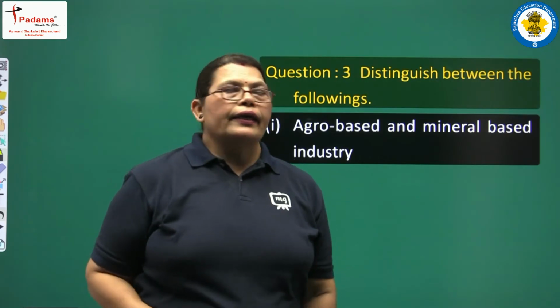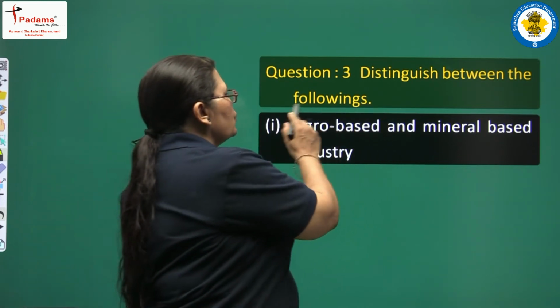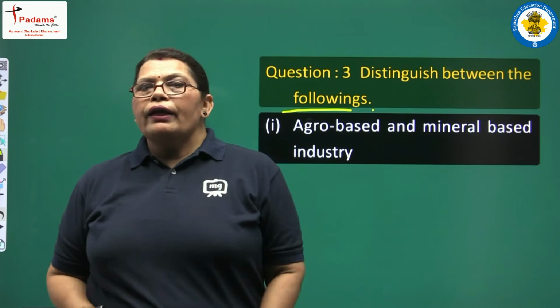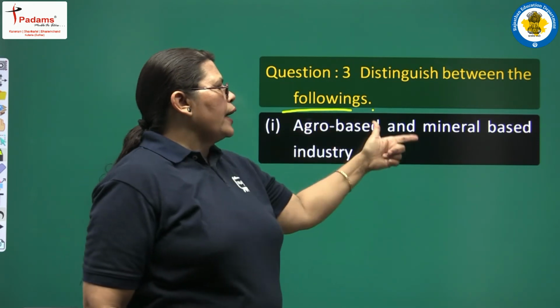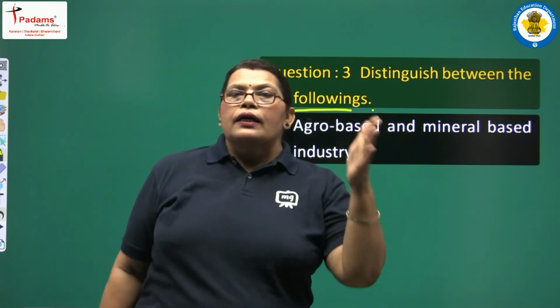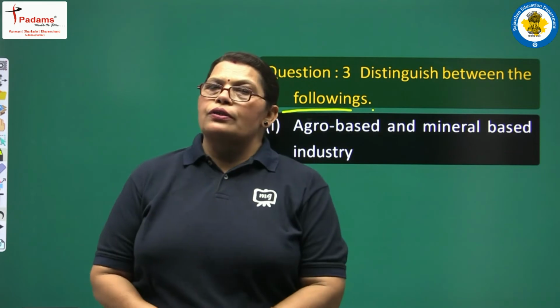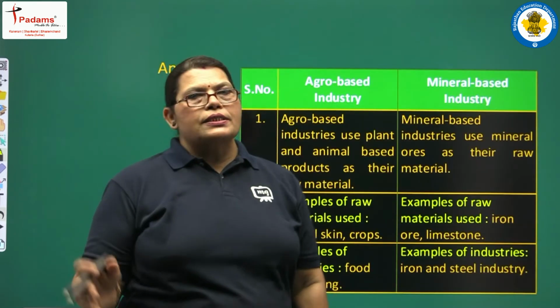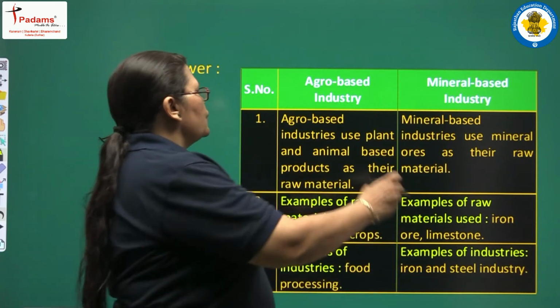We are taking our next question. The next question is to distinguish between the following: agro-based and mineral-based industries. Yes, classification of industries on the basis of agro-based and on the basis of mineral-based. See, these are the main points for the distinction here.